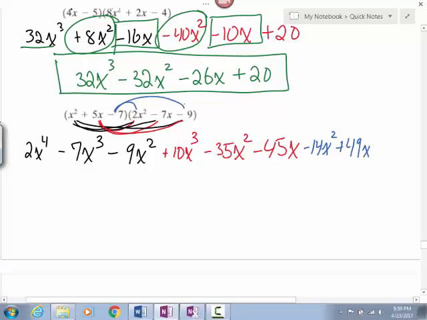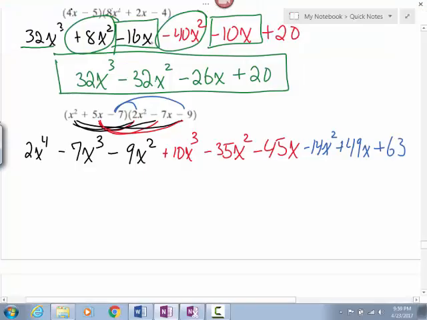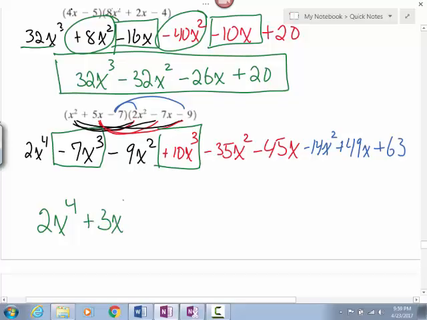And then a negative 7 times a negative 9 is a positive 63. All right, so now let's worry about combining all of our like terms. So again, we only have one 2x to the fourth, so I'm going to write that right here, 2x to the fourth. Now let's worry about our x to the thirds. So we have a negative 7x to the third and a plus 10x to the third, which leaves us with a plus 3x to the third.